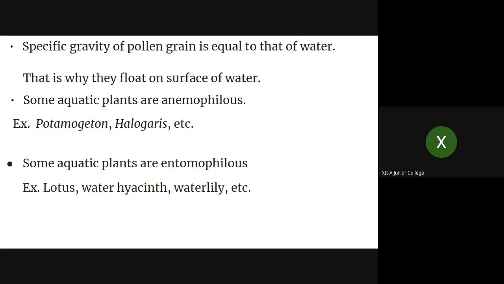Potamogeton and Halogaries are examples, and some show entomophilous nature. Entomophily means when the agent is an insect. Lotus, water hyacinth, water lily, where insects help in the cross pollination in these aquatic plants.